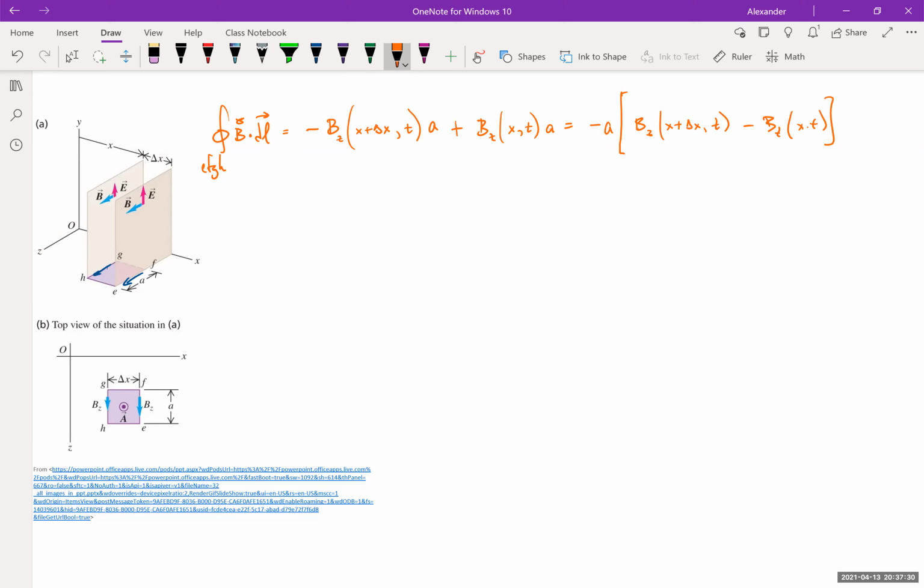I think you can already see where we're headed. Suppose we consider the other side of Ampere's law.